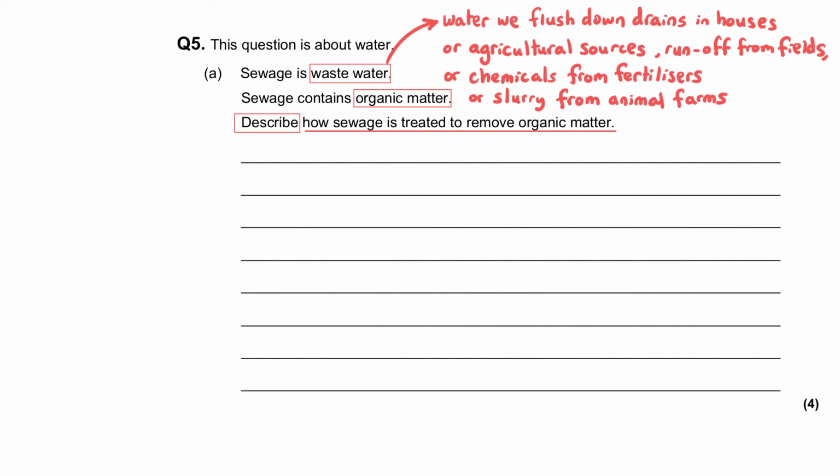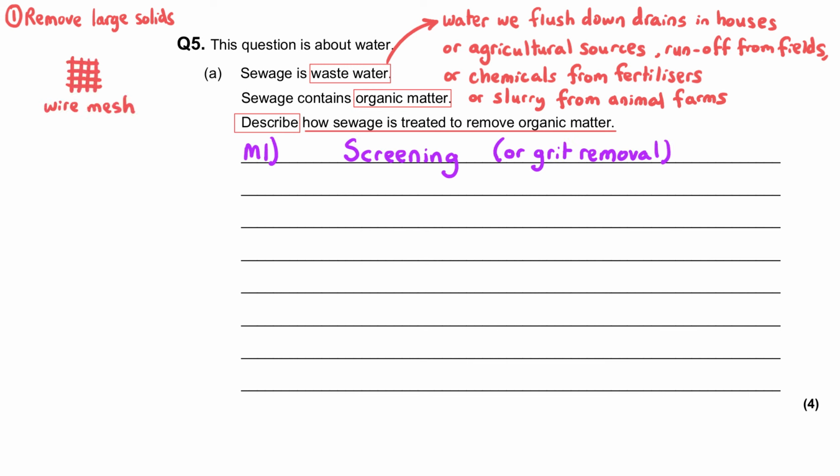And so the first step is that we need to remove the solids from this water. So this might be twigs, or it might be leaves, or it could be anything like baby wipes or something like that. And so this process is called screening. And effectively, we use a gigantic wire mesh or a range of different meshes, and that filters out these large solids. But the name of the process is screening.